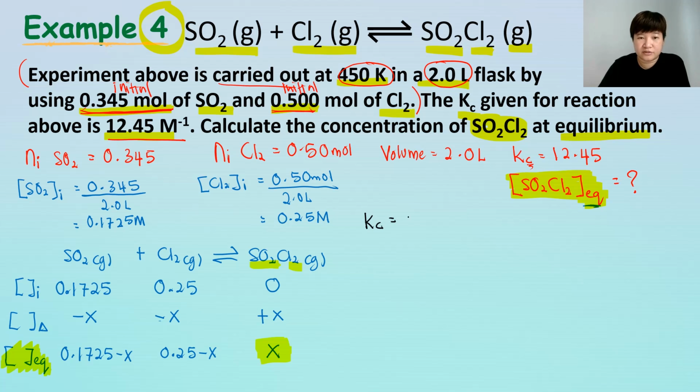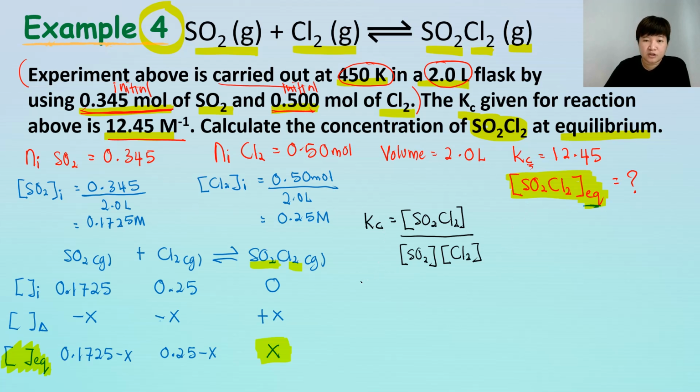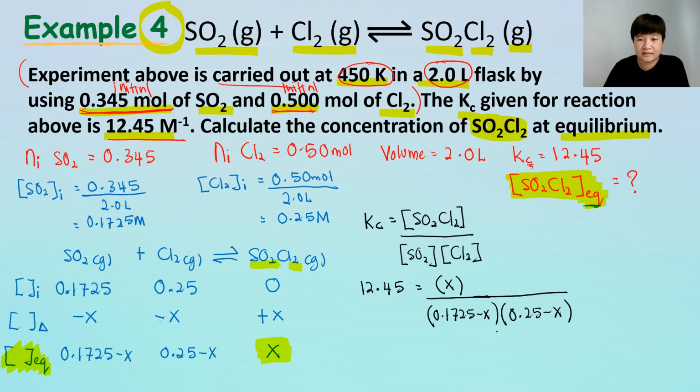You have your Kc equals product versus reactant. Product over here, SO2Cl2 to the power of 1, over your reactants: SO2 to the power of 1 because its stoichiometry is 1, and Cl2 to the power of 1. Okay, can you see the quadratic? It's the same thing, guys. So the Kc given is 12.45. The concentration of SO2Cl2 is X. The concentration of SO2 is 0.1725 minus X, times 0.25 minus X, the concentration of Cl2. So that is your quadratic again.